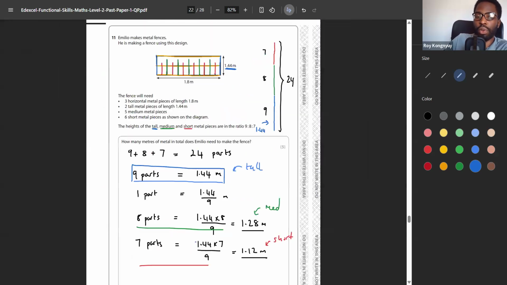9 corresponds to 1.44, so 1 must be 1.44 divided by 9. So 8, which corresponds to medium, we can find by scaling by 8. And 7, we do the same. We can scale by 7.